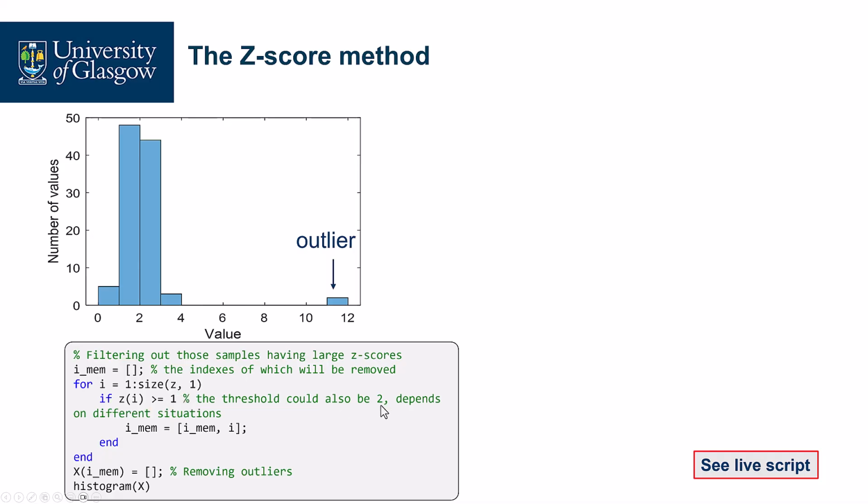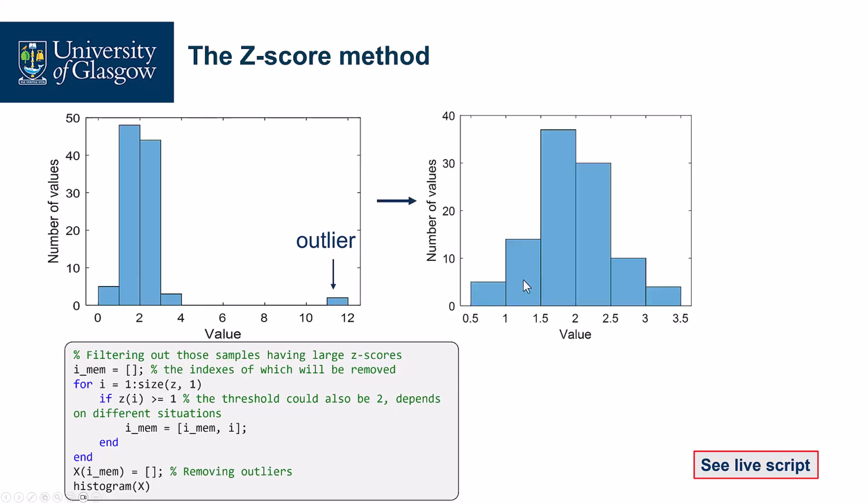You can change the number here, maybe to 2 or 3. This is your criterion to decide which points are cut off as outliers. Here I use 1, and if it's an outlier, I put it into the outlier array, and then I remove them here. After this program, you can see this one is cleared, and these are the remaining data. You can see this in the live script, and you can try it yourself by changing this value and seeing what happens.